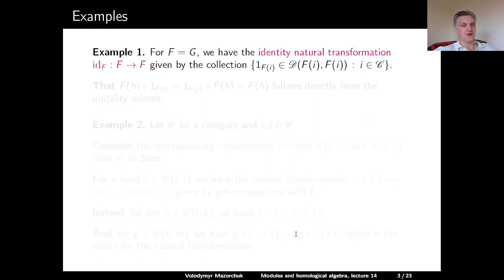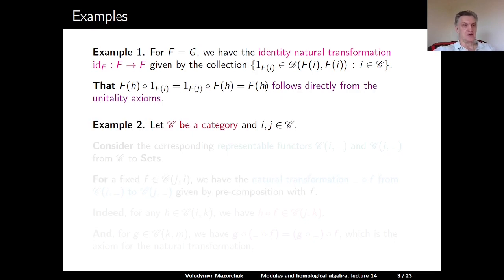The first example is a trivial example. If we take F to be equal to G, then we have the identity natural transformation, the identity on F. And this natural transformation is given by the collection of identity morphisms in D from F of I to F of I. Each such object in D has the identity morphism, and we take it as a part of this transformation. And then the axiom that F of h after the identity on F of I is equal to identity on F of j after F of h is trivial, because both sides are equal to F of h.